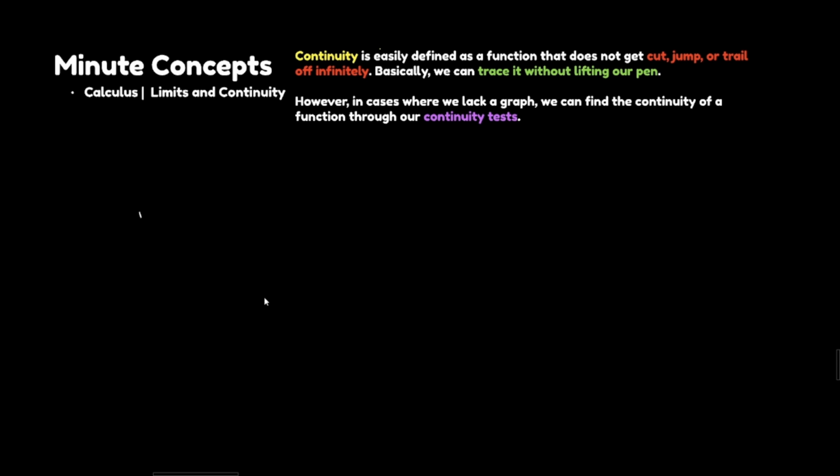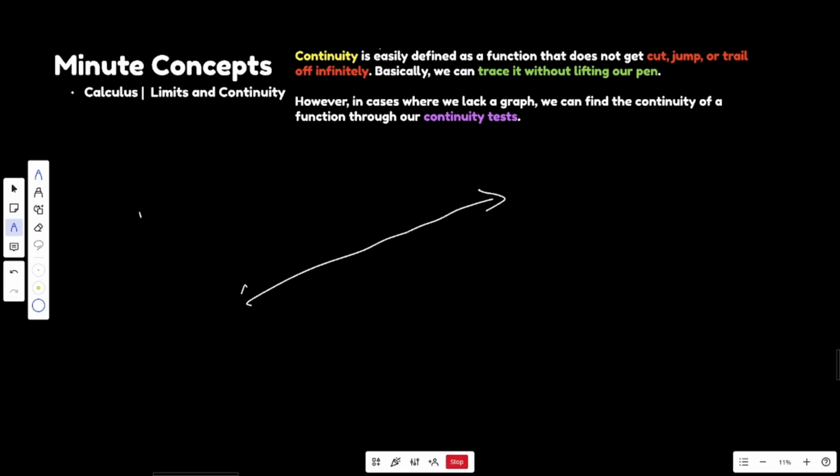For example, if we had a line like this and a point that we wanted to investigate for continuity, such that it's over here, if we can trace our line all the way there without lifting our pen, we can actually draw the straight line like that. That means that it's continuous.